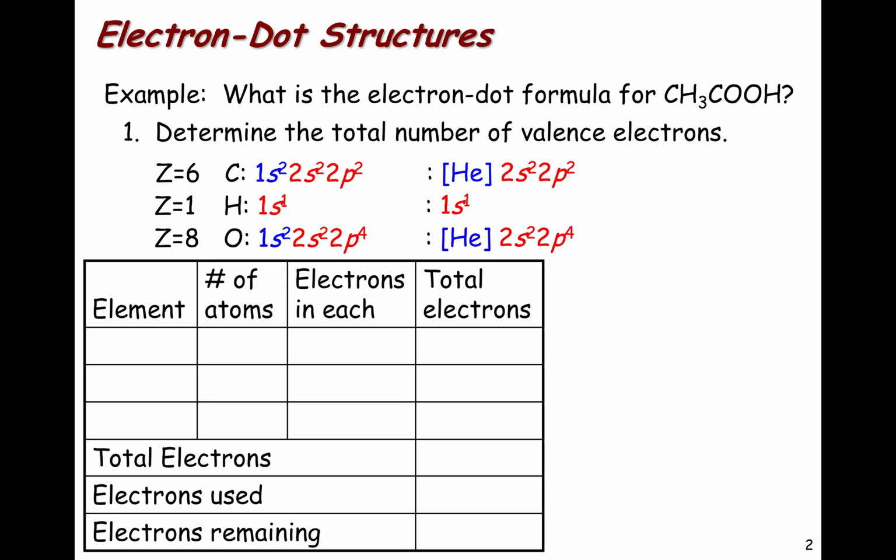In this case, you can see the number of atoms in the formula and the total number of electrons involved. There are 2 carbon atoms, each having 4 valence electrons, for a total of 8 from the carbon. There are 4 hydrogens, each with 1 electron, for a total of 4 electrons from the hydrogen. And there are 2 oxygens, each having 6 valence electrons, for a total of 12 electrons. Summing those all together, you come up with a total of 24 electrons.